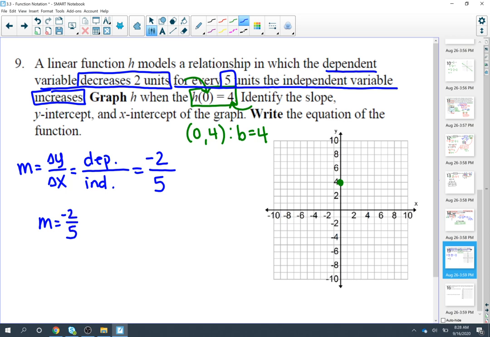Which means from my y-intercept, I would drop 2, run 1, 2, 3, 4, 5. Or I could rise 2 and then run backwards 1, 2, 3, 4, 5. And then my graph would look something like this.